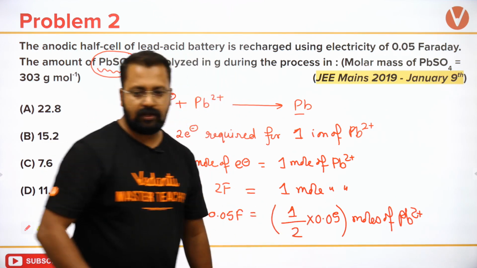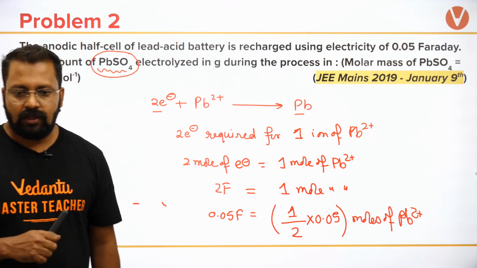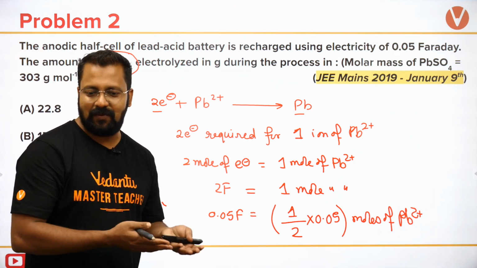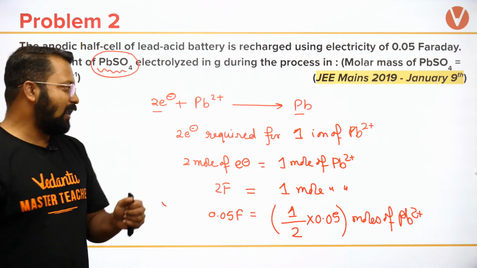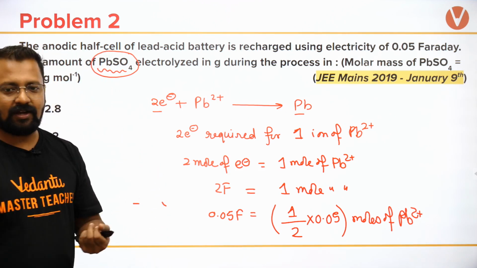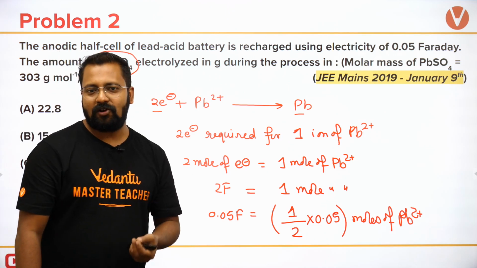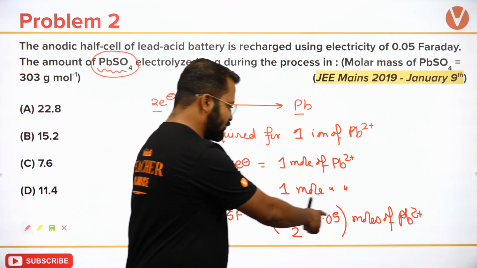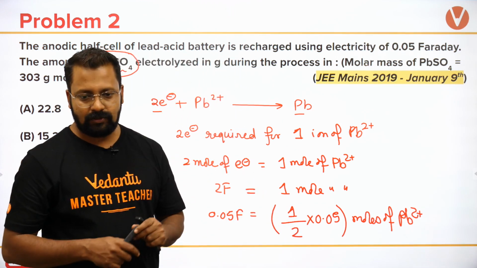How many moles will this be? 1 electron charge means 1 Faraday charge. No, you saw this in the last class. 1 mole of electrons is 1 Faraday charge. 1 mole of electron carries 1 Faraday charge. So this is equal to how many moles of Pb2 plus?